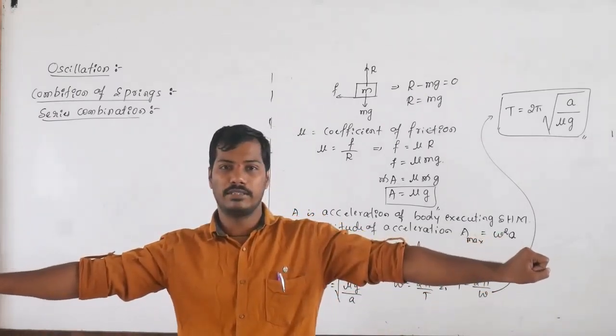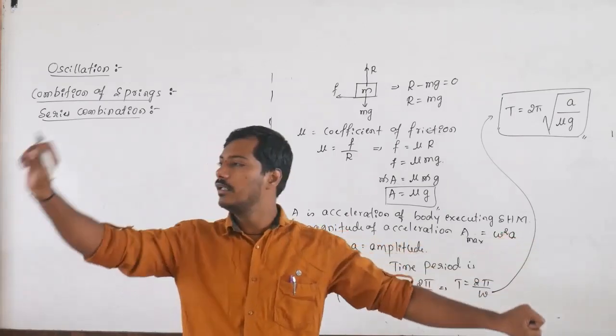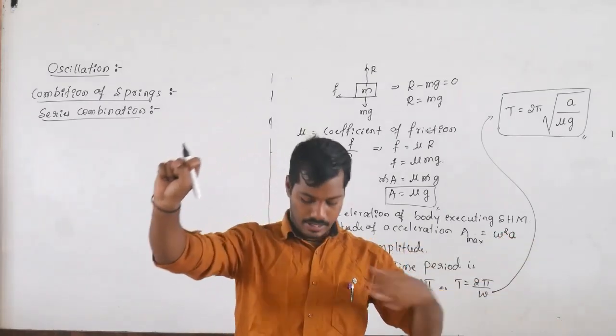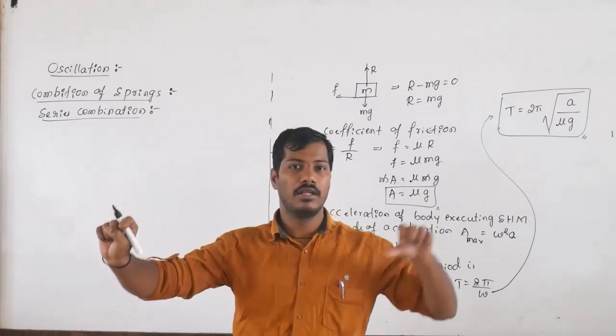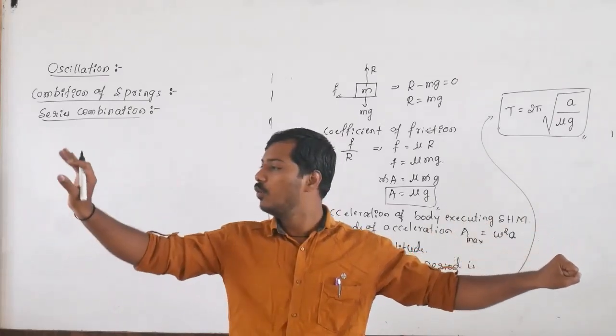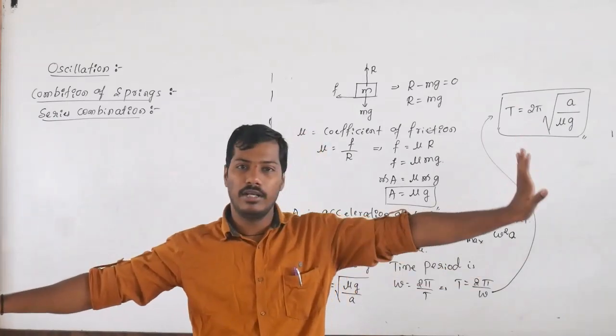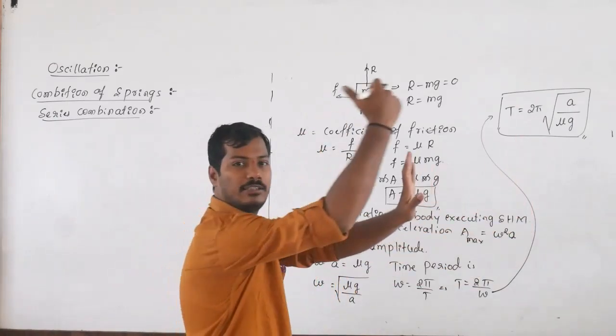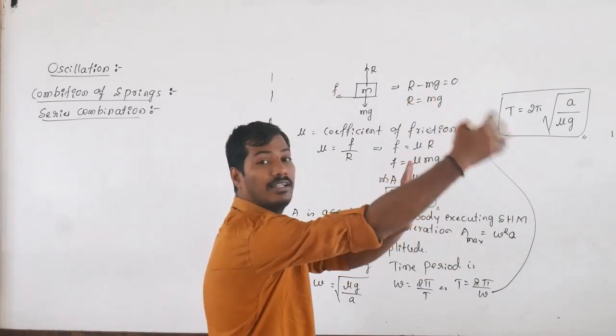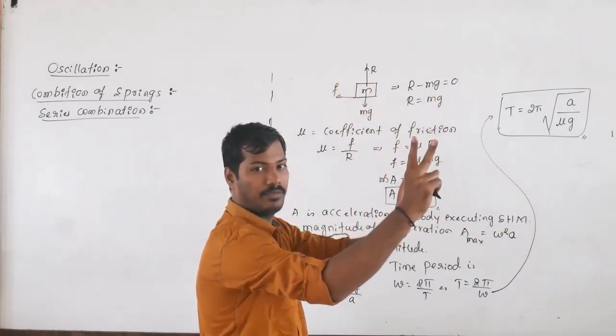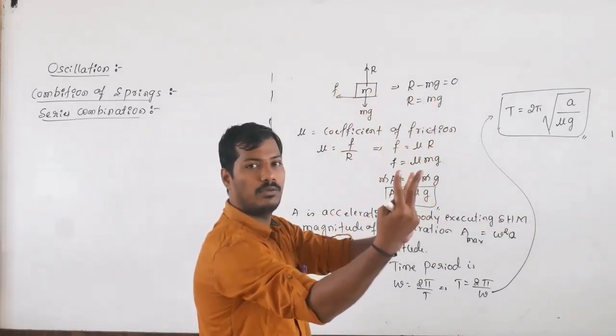Then this is one end. If I take a spring here, it has two ends. One end is here, another end is there. Next, another spring is there, and that spring also has two ends.